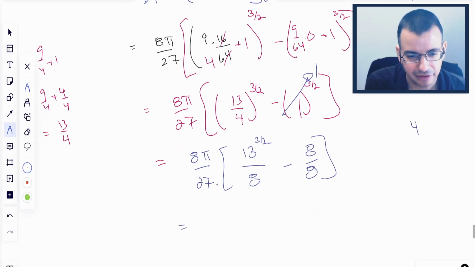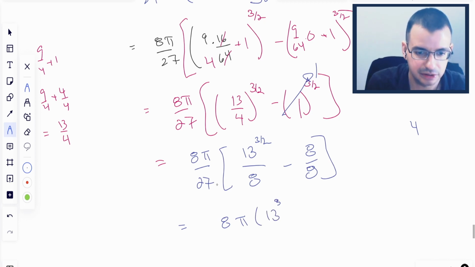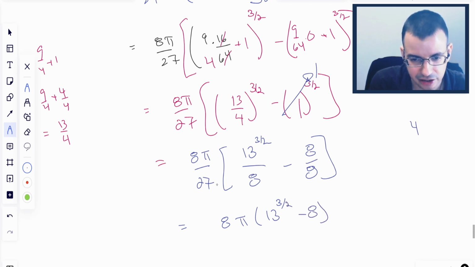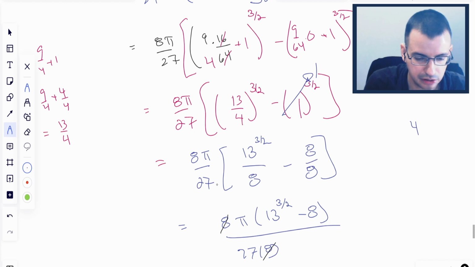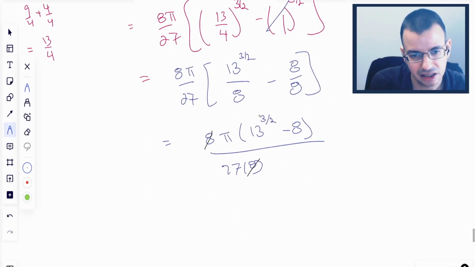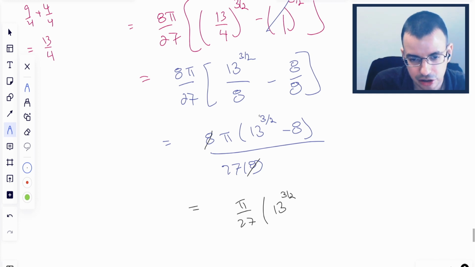So then our answer is going to be 8 pi times 13 to the 3/2 minus 8, and then divided by 27 times 8. The 8's cancel. And this is probably about as simple as it gets. Pi over 27 times 13 to the 3/2 minus 8.